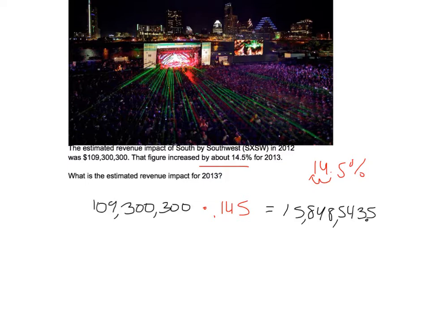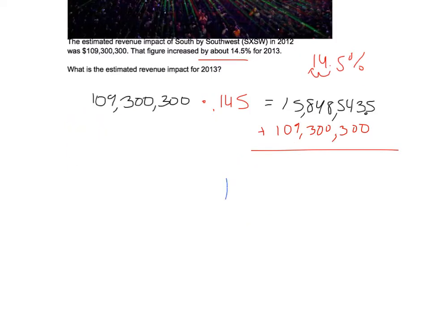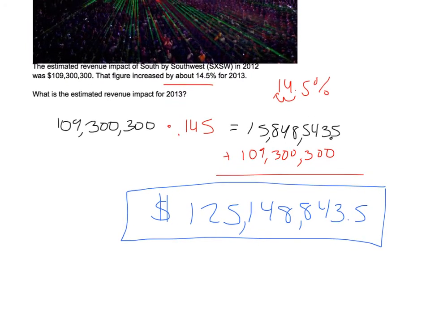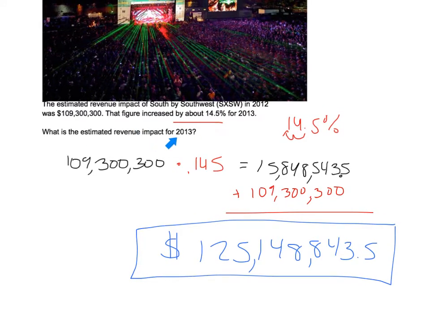from 2012. So what we need to do is now add this back to the amount that was made in 2012, that $109,300,300, okay, and that'll tell us how much revenue South by Southwest brought in 2013. So add that to 109,300,300, and you end up getting $125,148,843.50. That should be your answer right there. That is the estimated revenue impact for 2013.